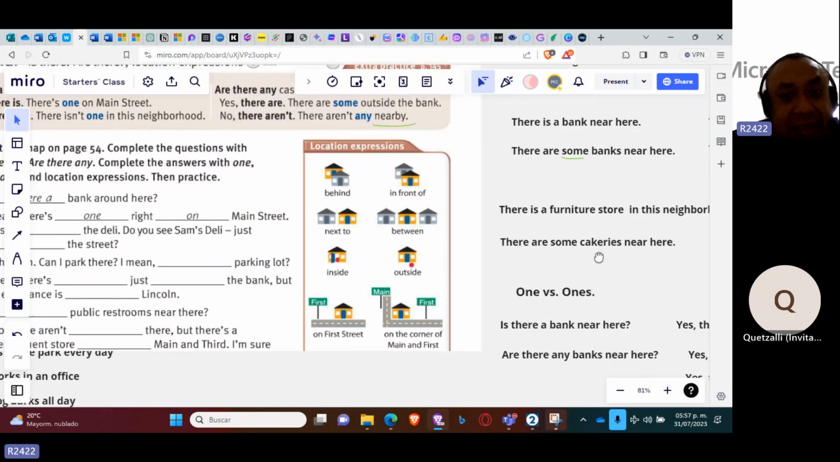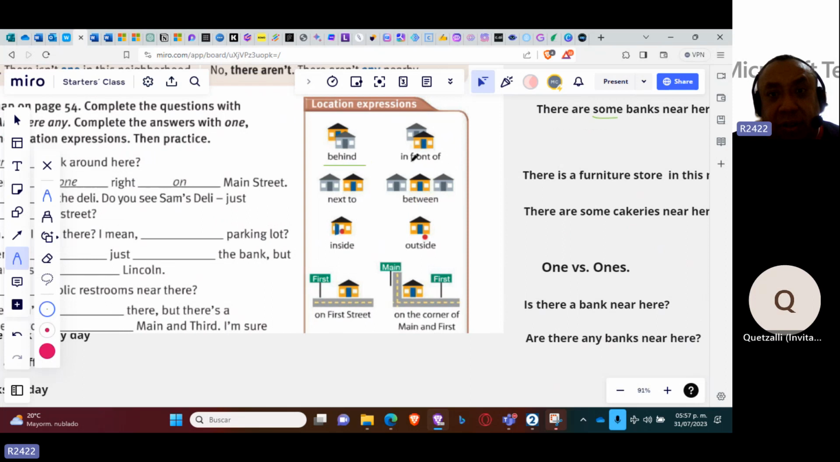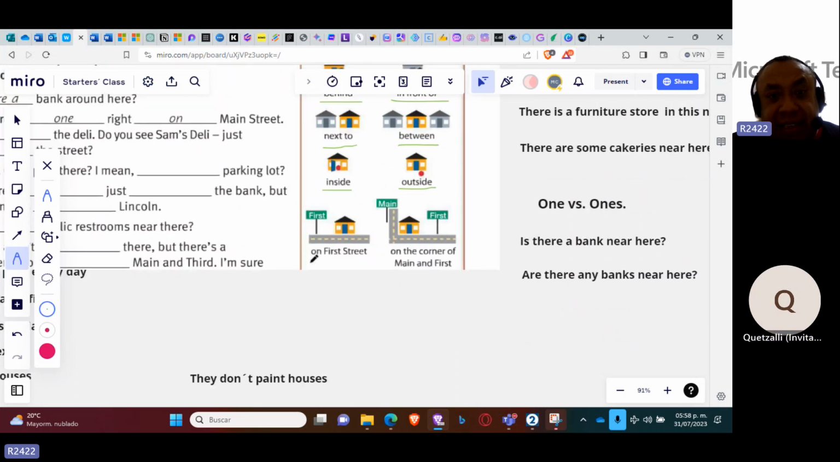Ok, fíjate, antes de ir a casa, vamos a ver más las preposiciones que nos marca el libro. Mira, repetimos: behind, in front of, next to, between, inside, outside, on First Street, on the corner of Main and First.